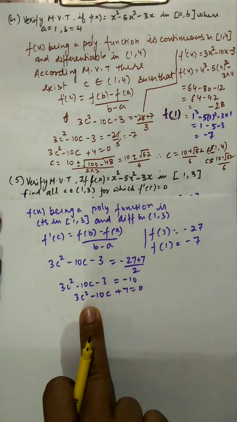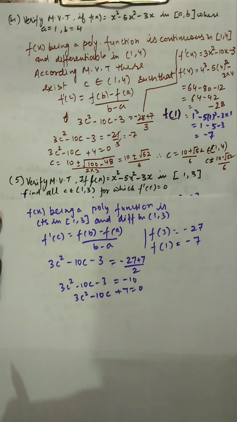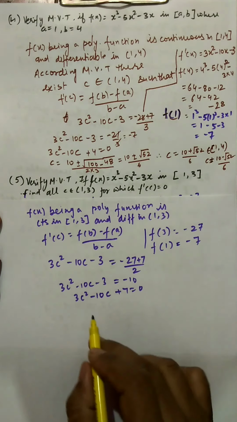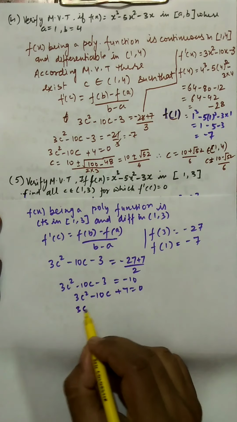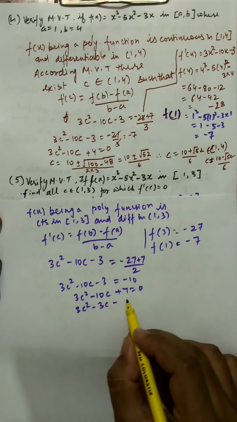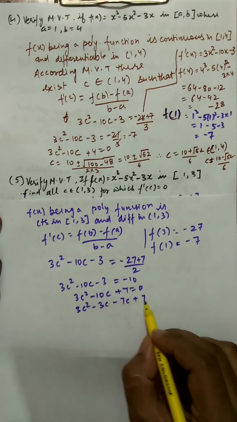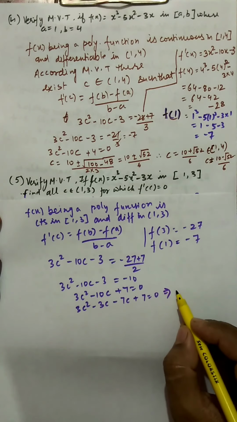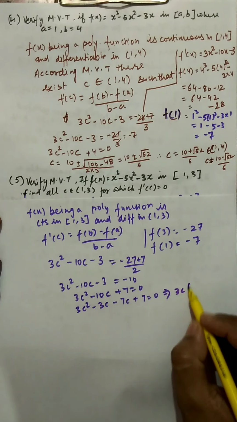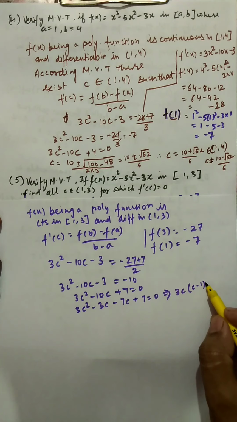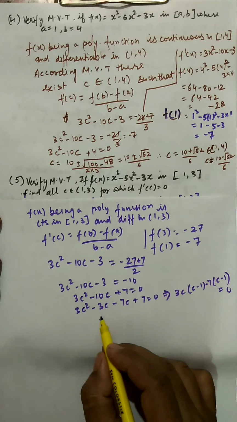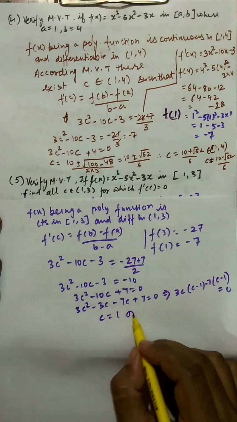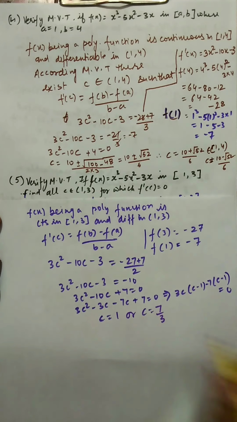c is 1 satisfying, yes, and 7 by 3 also. So we can split the middle term. So 3c square minus 3c minus 7c plus 7 equal to 0. You can see that 3c you take common, then c minus 1, and minus 7 you take common, c minus 1, this is equal to 0. So c is going to be 1 or c is going to be 7 by 3.